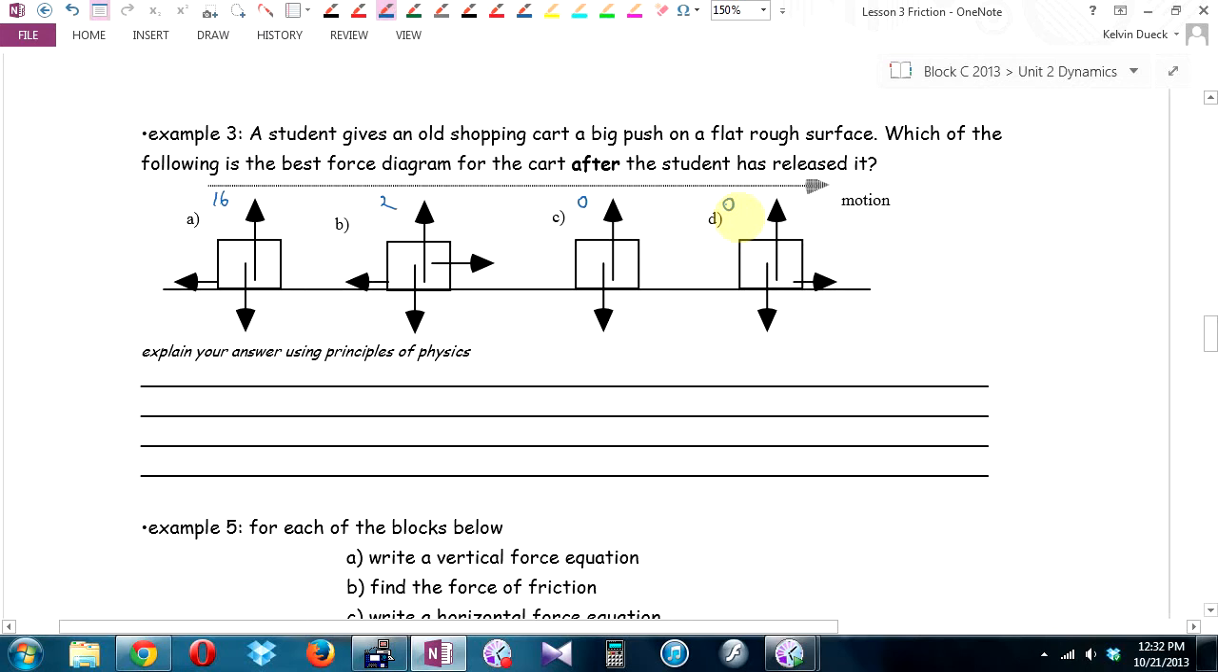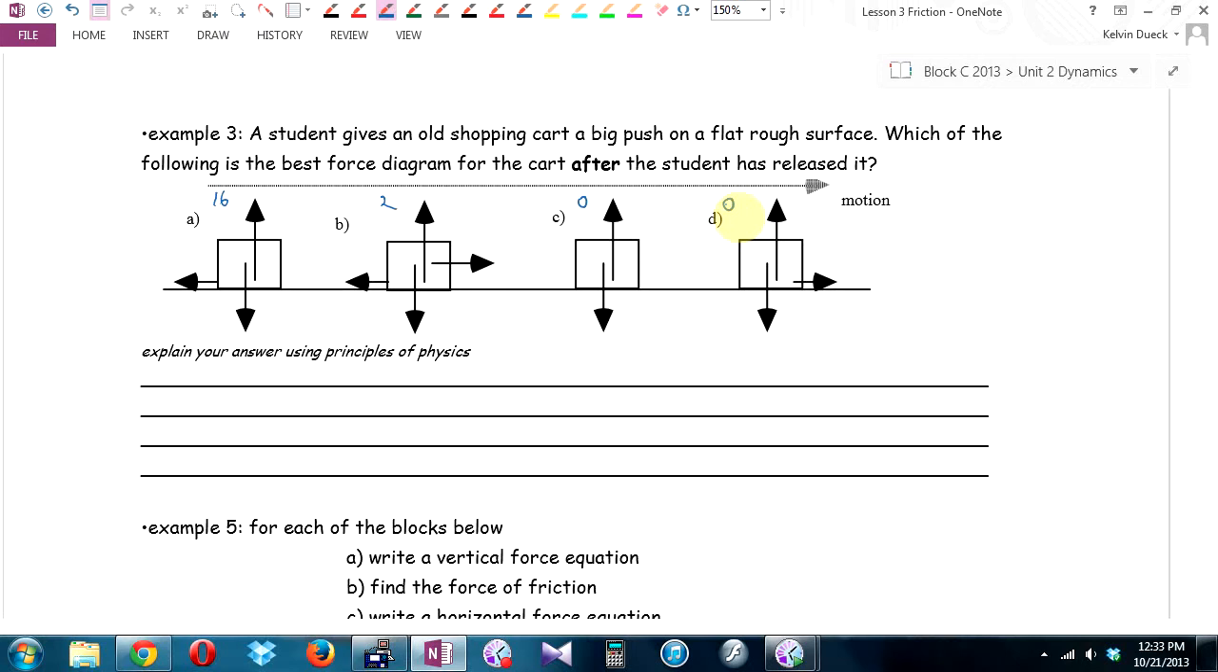Which way is the cart accelerating? Is the cart speeding up, slowing down, or continuing at a constant speed? Which of those is the only diagram possible for which it could be slowing down? Cliff? A. Why can't B? What would B be? So either stopped or at a constant speed, right? Could be just going at a constant speed. What about C? Stopped or at a constant speed.